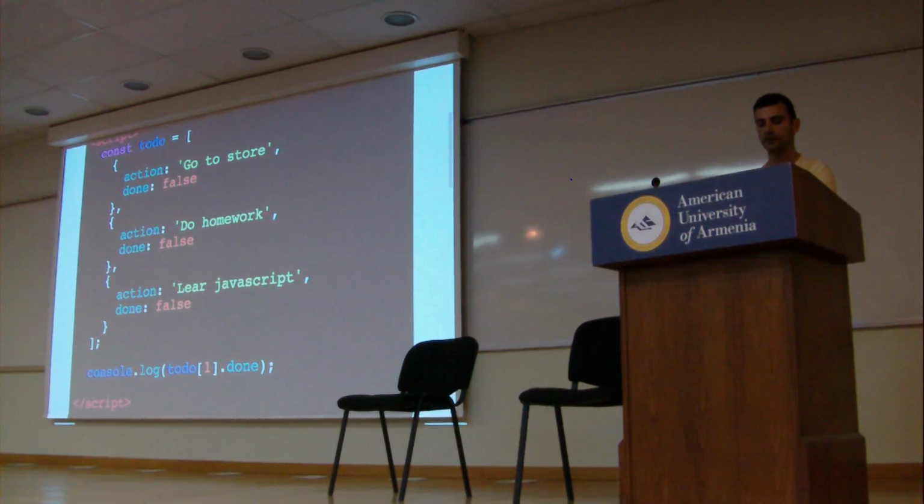False. Good. Now suppose someone swipes on their phone, I did my homework, right? What would I do in code to change the information? todo1.done equals true. Everything was right except the last word you said. True, because there is no value called done, right?